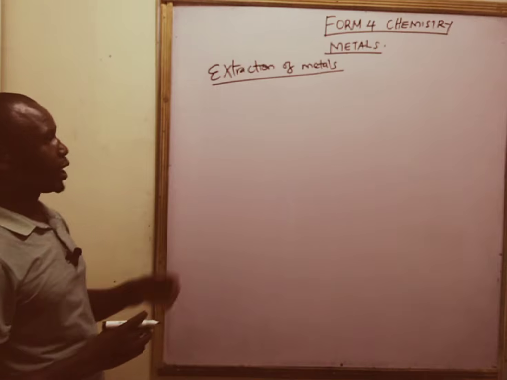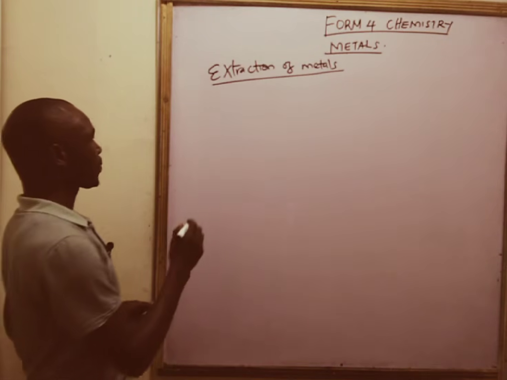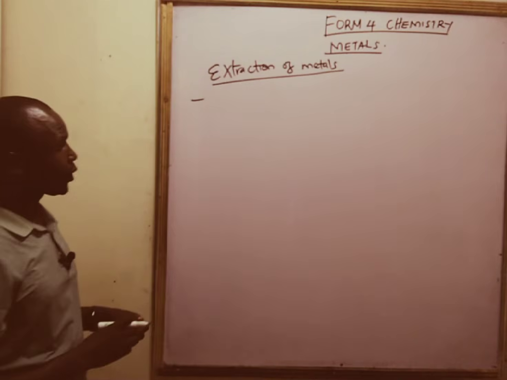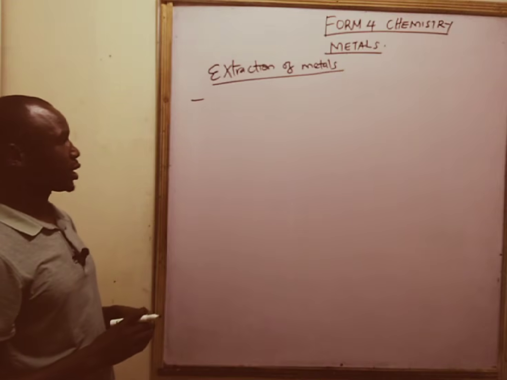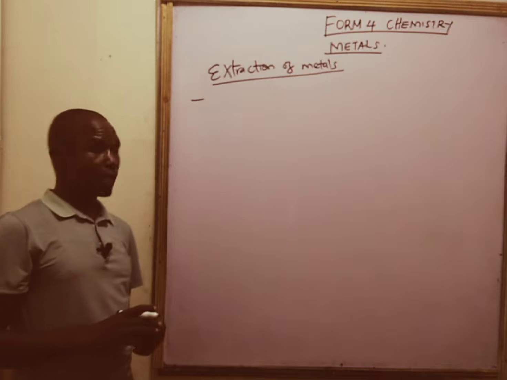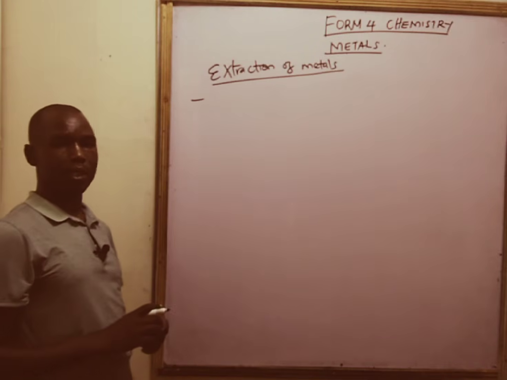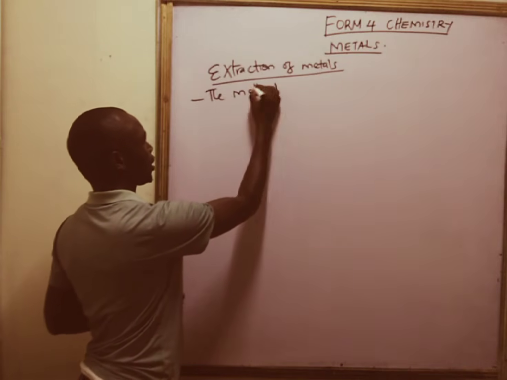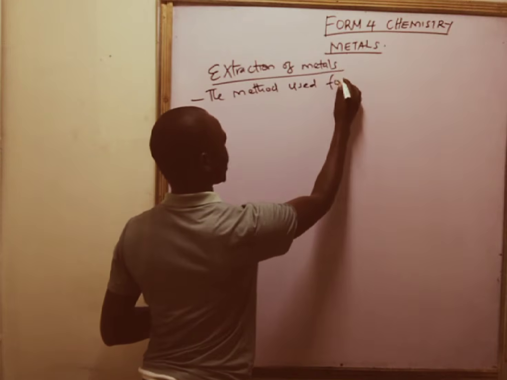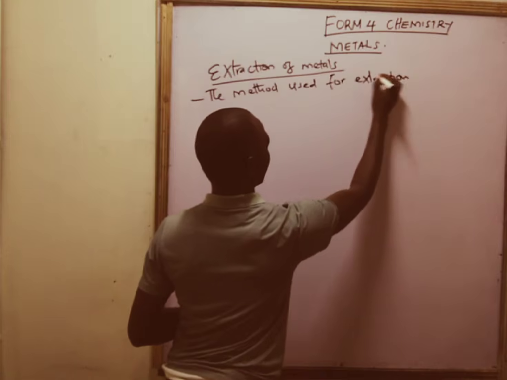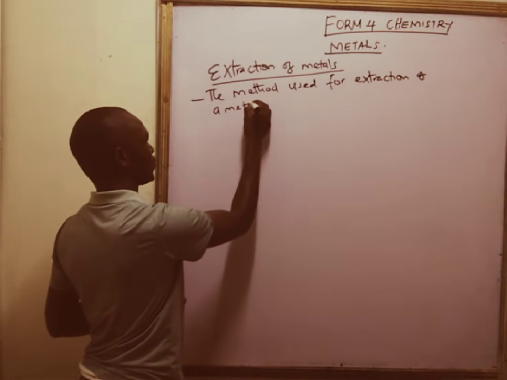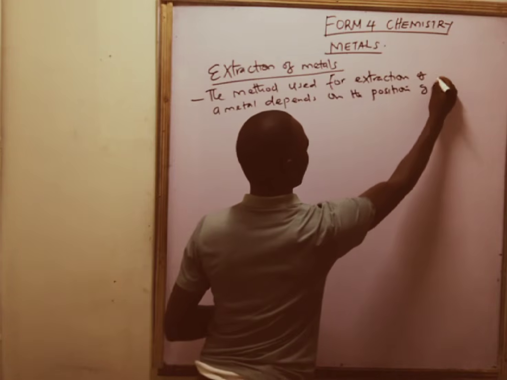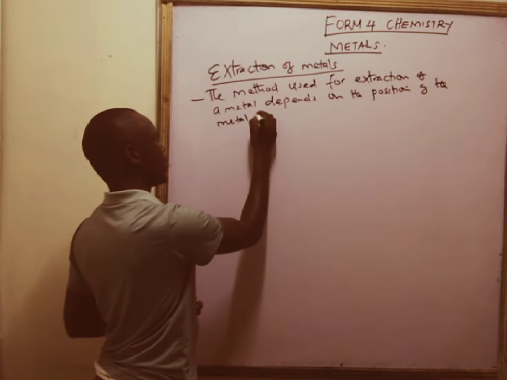We said that metals are those elements that ionize by losing electrons, but since we are going to focus on the extraction of metals, we need to know that the method that is used to extract a particular element depends on the position of the metal in the reactivity series.